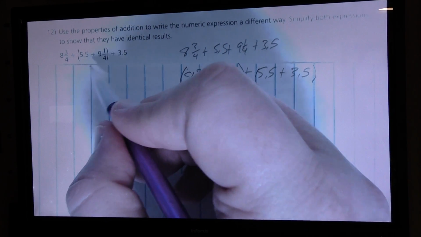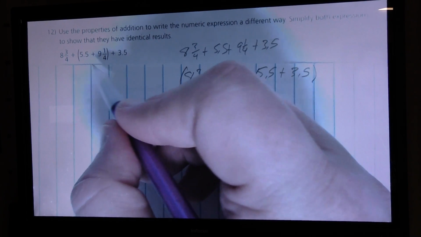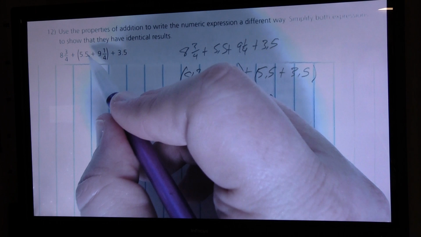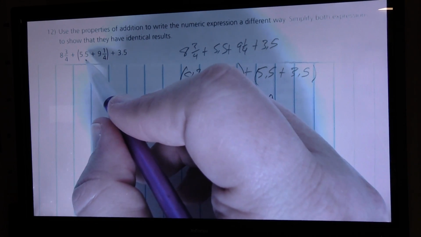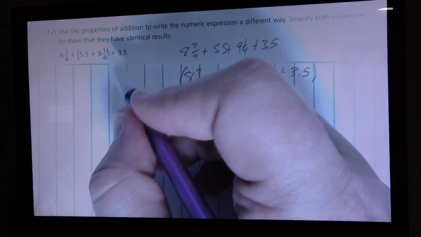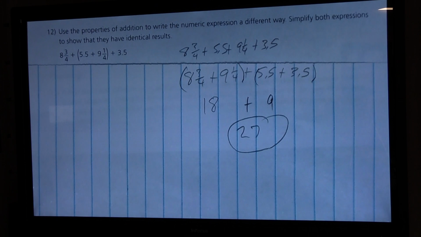What I'm going to have to do here is some changing around. I'm going to have to either make this 5 and 5/10 a mixed number, or I'm going to have to make this mixed number here a decimal. I think the easiest thing I could do in this situation is to make them both decimals.